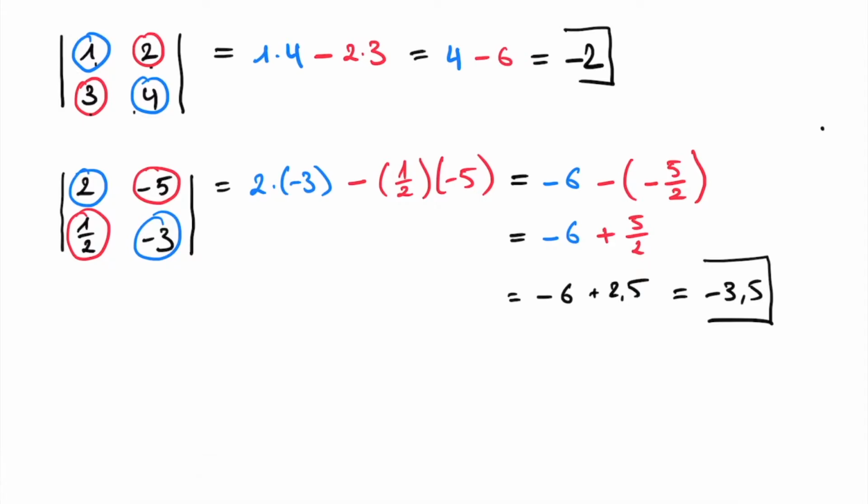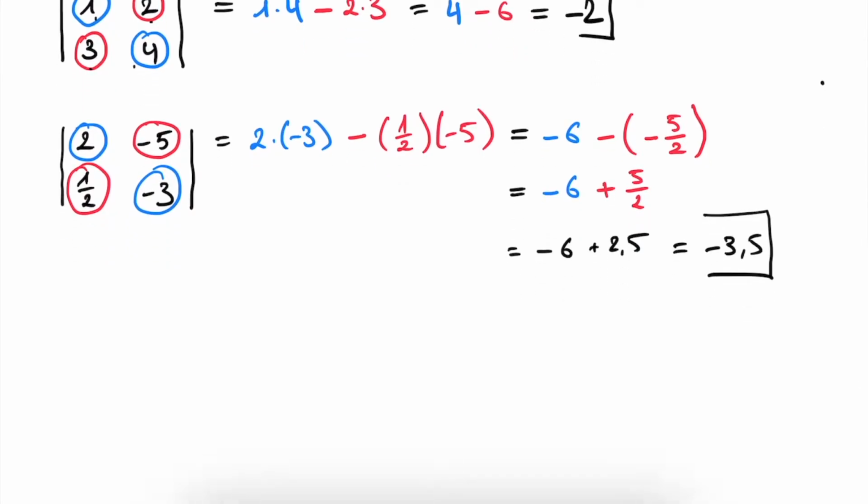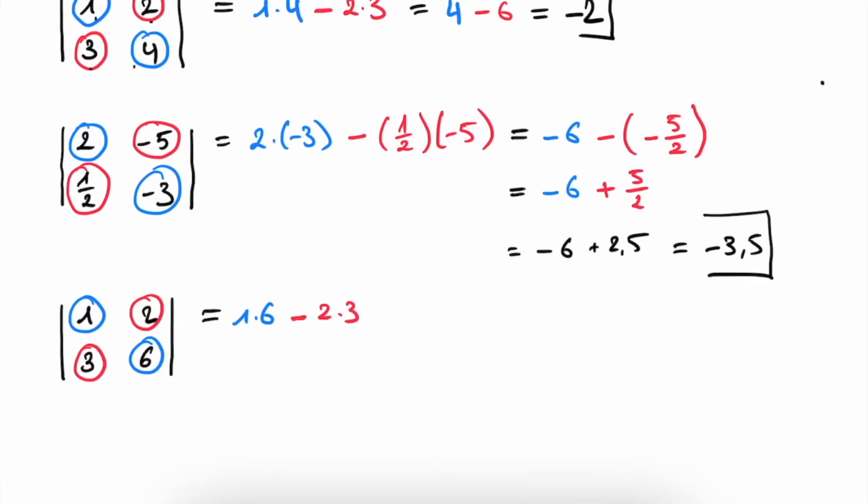Let's now go to the last exercise of a 2x2 matrix, in which we have to calculate the determinant of the following matrix: 1, 2, 3, 6. Again, we multiply these numbers and we subtract these numbers. So we get 1 times 6 minus 2 times 3. In this case, this simply is 6 minus 6, which is basically 0.